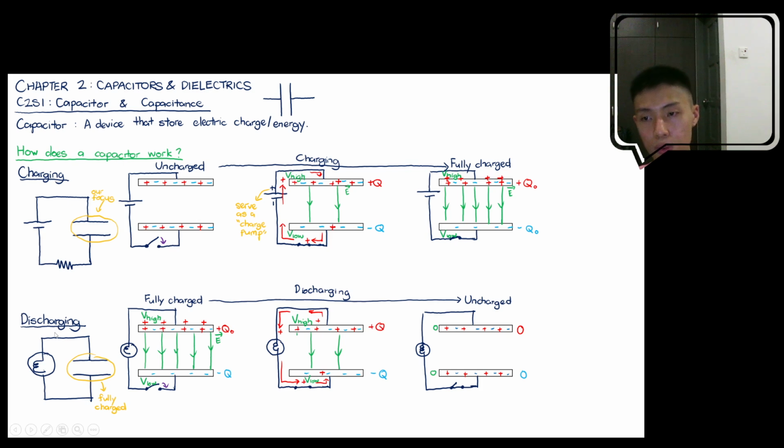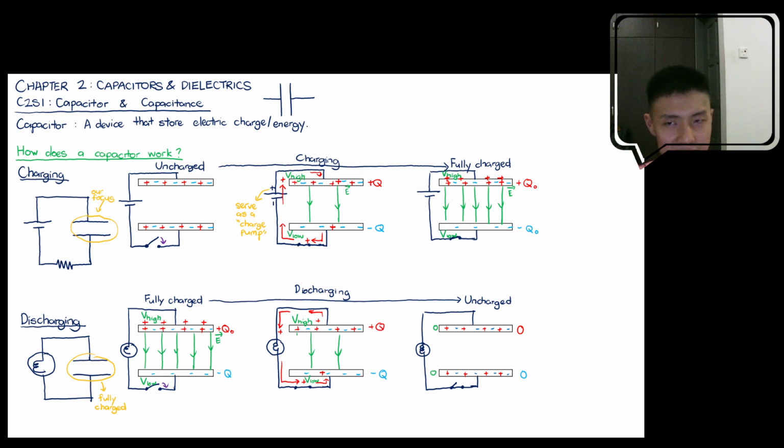So water will be flowing out from the higher region to a lower region. In this situation, the charge will be flowing from the high electric potential region to a low electric potential region. So as it passes through the light bulb, the potential energy lost by the charge will be transferred to the light bulb, causing the light bulb to light up. And at the end, there's no more water left in the tank, so we can say it becomes uncharged right now. Okay, so I hope you understand how a capacitor works.